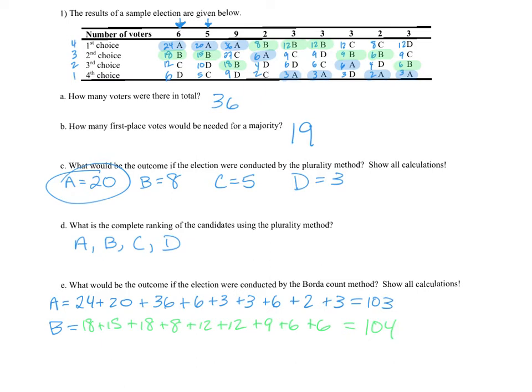Okay, so now I'm going to do C. Same idea. I'll highlight all the letter C's in every column with a new color. And then we'll add up all those highlighted points. So C is 12 plus 5 plus 27 plus 2 plus 9 plus 6 plus 12 plus 8 plus 9. And that adds up to 90.